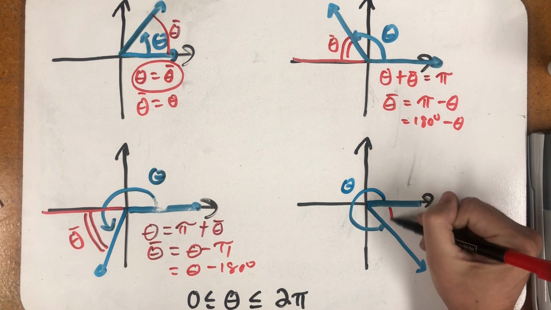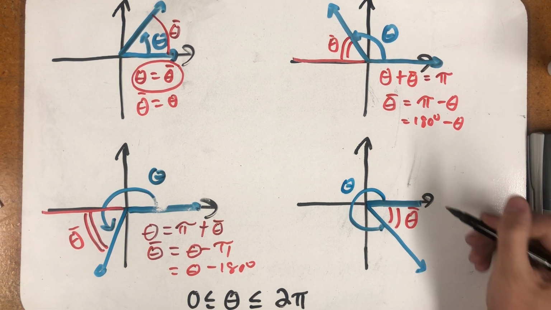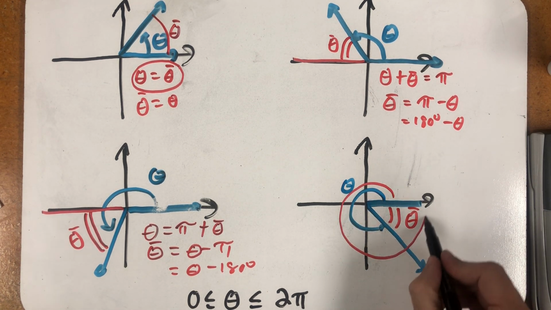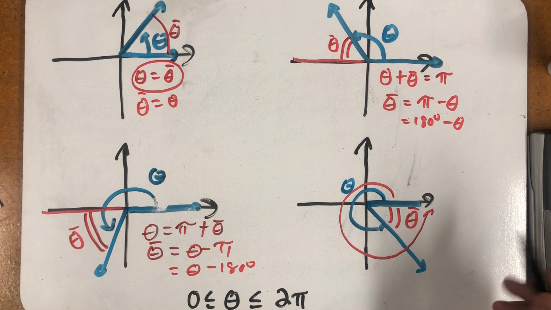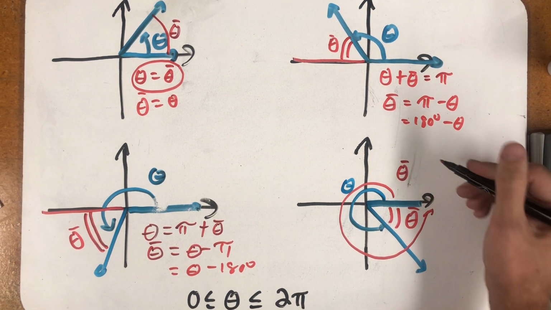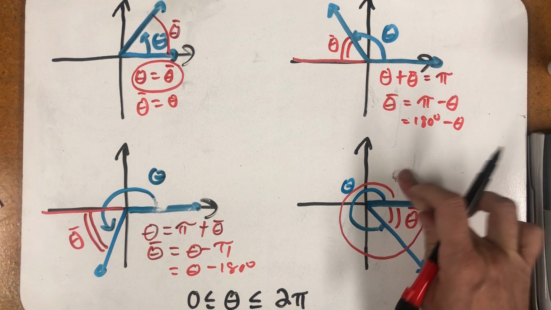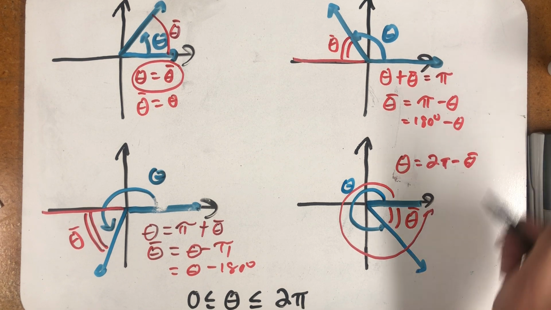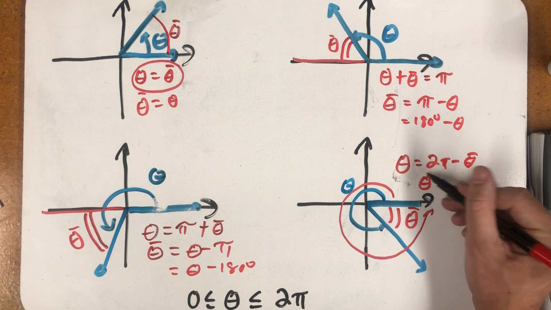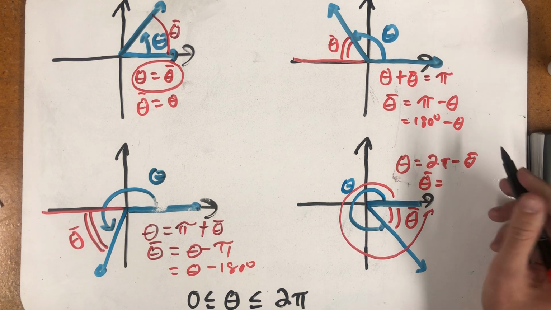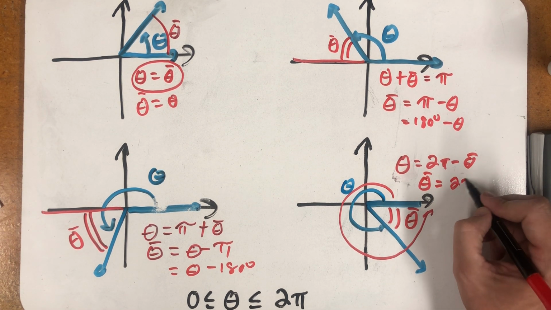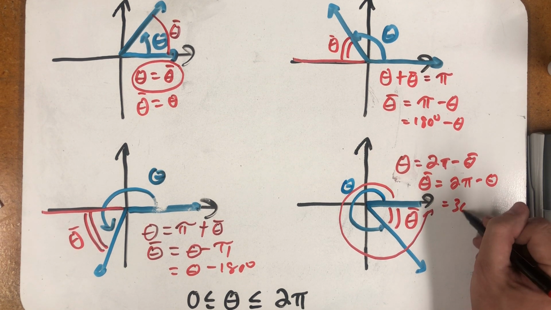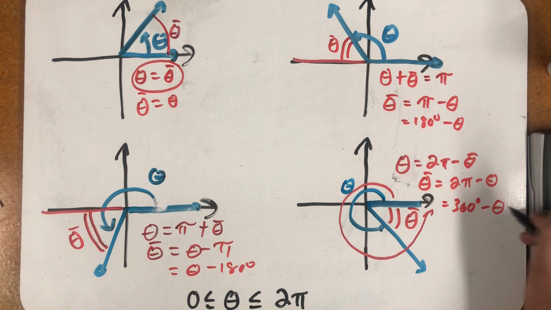And now I have one more reference angle to worry about. And there is theta bar. And what I'll think about this time is if I went one full revolution, 2 pi radians, I've gone too far and I need to back up by theta bar. My angle theta is equal to 2 pi minus theta bar. Getting theta bar by itself, I see that theta bar is 2 pi minus theta, or if you prefer degrees, 360 degrees minus theta.